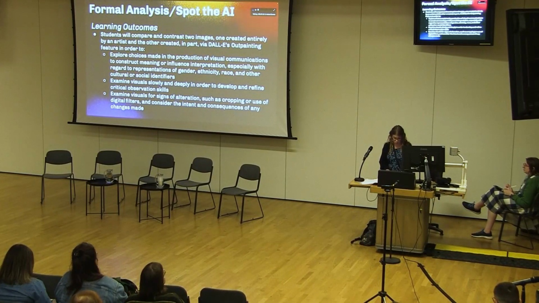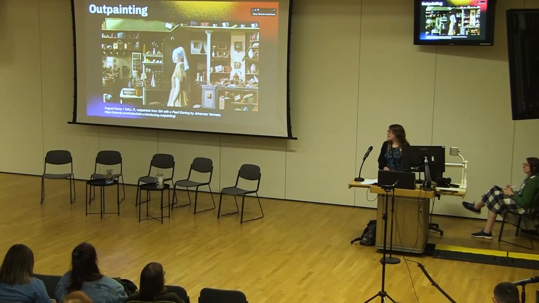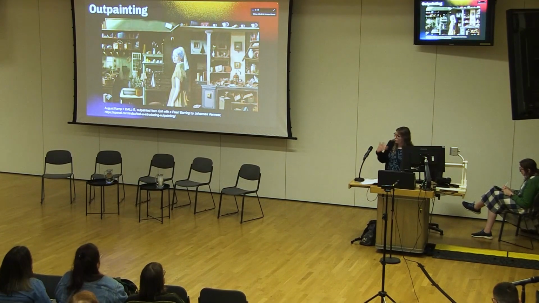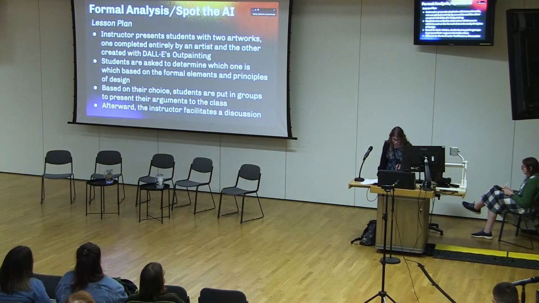So this lesson depends on a DALL-E tool called outpainting, and outpainting will essentially finish a picture for you using AI. So for example, if you uploaded a picture of Vermeer's Girl with a Pearl Earring to outpainting, you could come up with the result that you see here. So this lesson asks students to compare and contrast those two artworks.